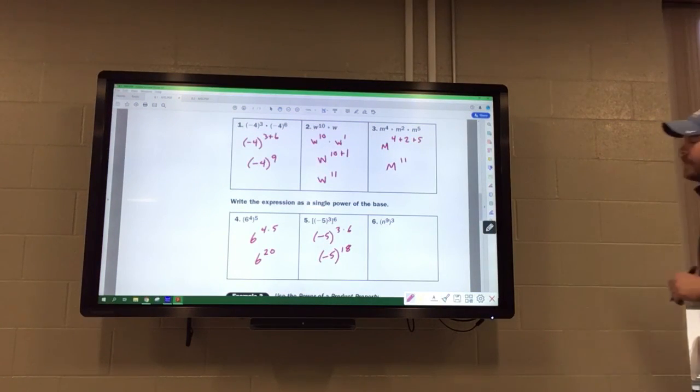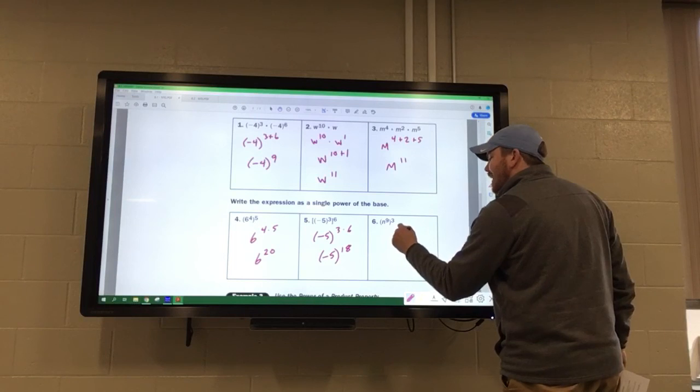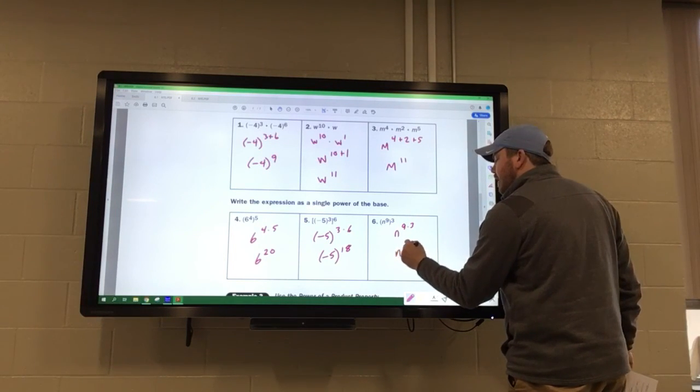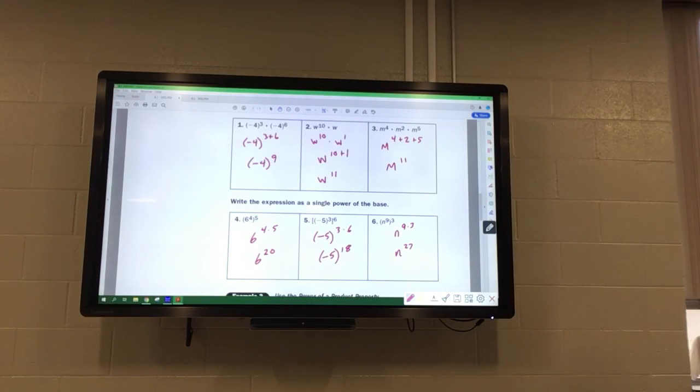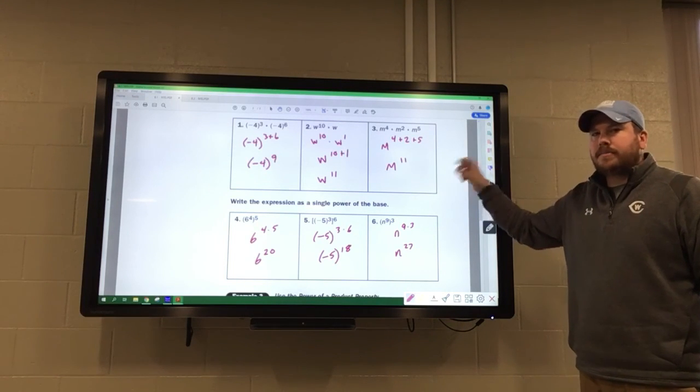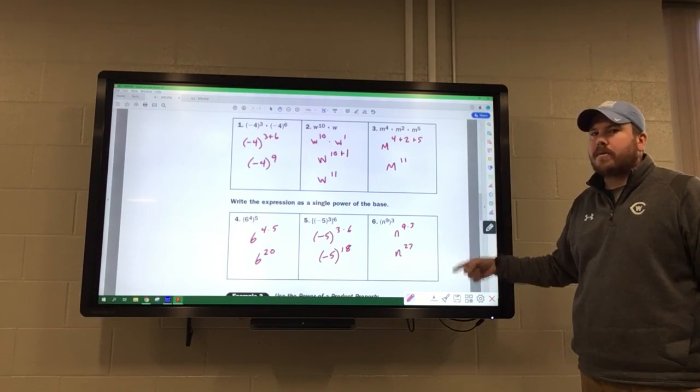And for number 6, again, raising a power to another power, so I keep my base, I multiply my exponents, I end up with n to the 27th. And that's how we use these properties. These 3 would be product of a power. These 3 would be power of a power.